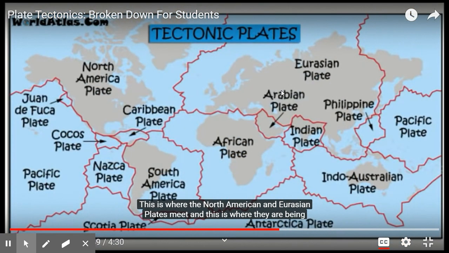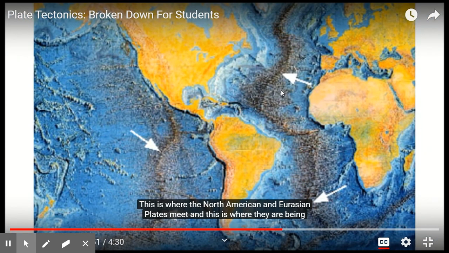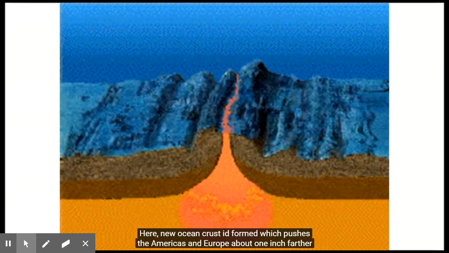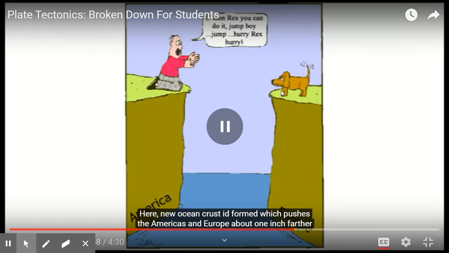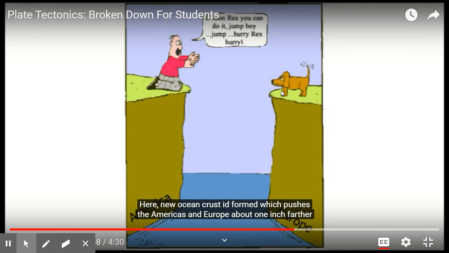This is where the North American and Eurasian plates meet, and this is where they are being moved apart. Here, new ocean crust is formed, which pushes the Americas and Europe about 1 inch farther apart every year. In some parts near the North American and Eurasian plates, you can stand in between the two or swim in between the two and touch the North American plate and the Eurasian plate.